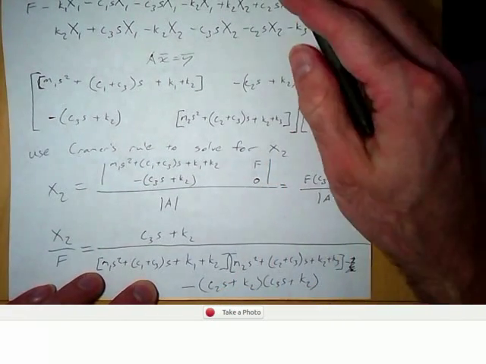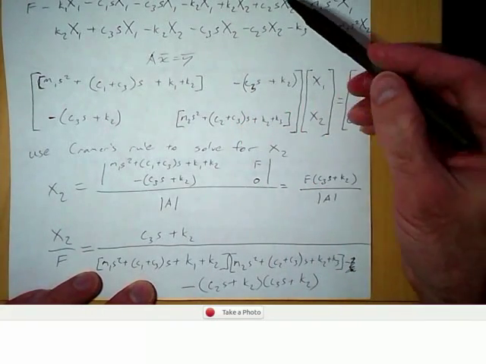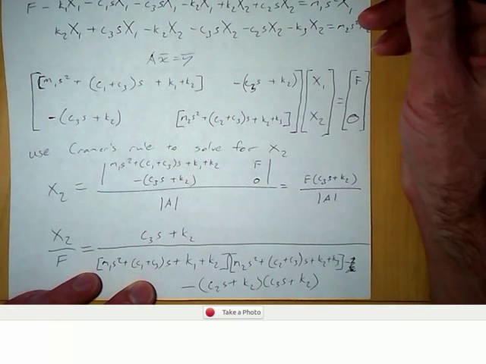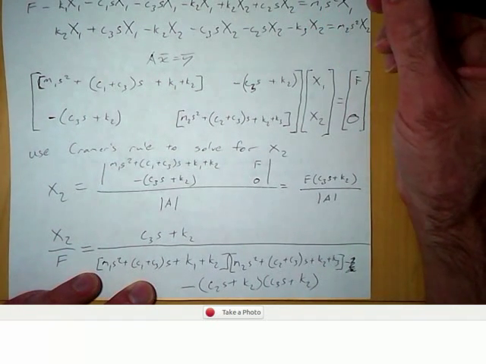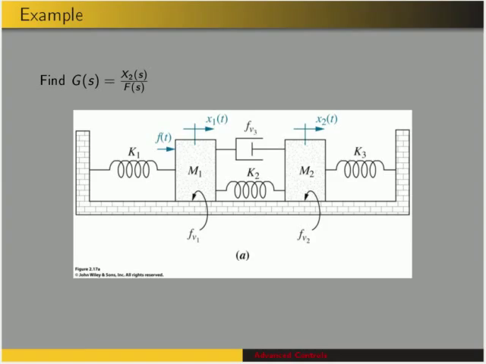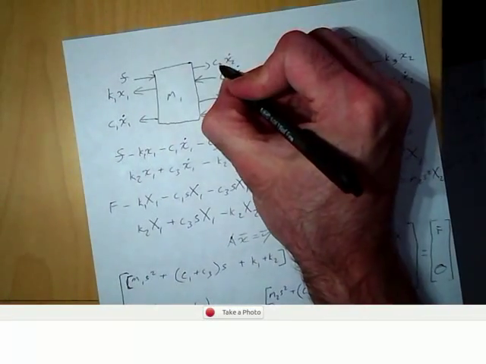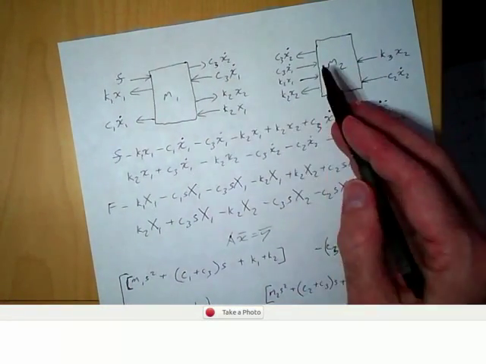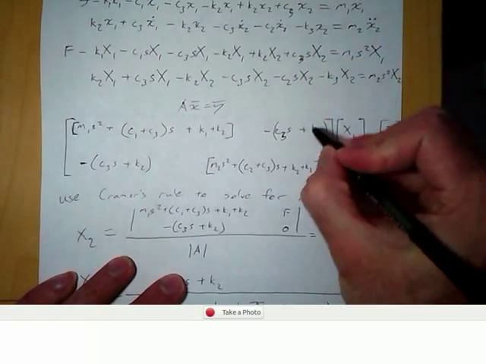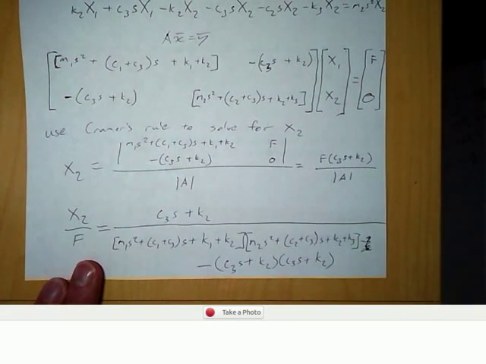This doesn't seem right. We have C3 and C3. So this should be C3. I wrote that wrong, because here, this is the X2 term, C2 S. Something's wrong. It should be C3, not C2. So this right here was wrong. This should be C3, and this should be C3. It was right for this free body diagram, but this free body diagram is wrong. So that's C3, and this is C3, and this is C3. Okay, so there's the transfer function.